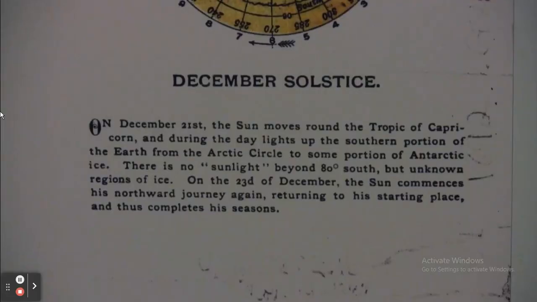Again, the Gleason's map is scientifically and practically correct, and it's written on the map. On December the 21st, the sun moves around the Tropic of Capricorn, and during the day lights up the southern portion of the Earth from the Arctic Circle to some portion of Antarctic ice. There is no sunlight, and sunlight is between quotation marks here, beyond 80 degrees south, but unknown region of ice. On the 23rd of December, the sun commences his northward journey again, returning to his starting place and thus completes his season.